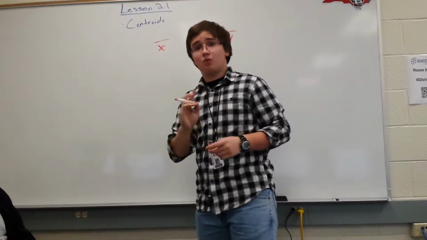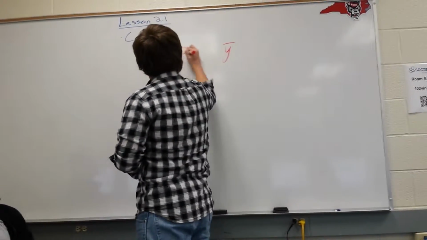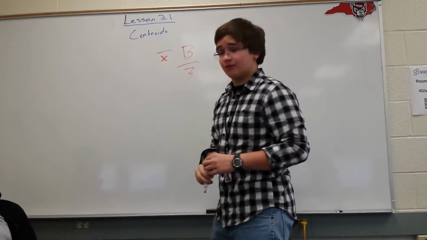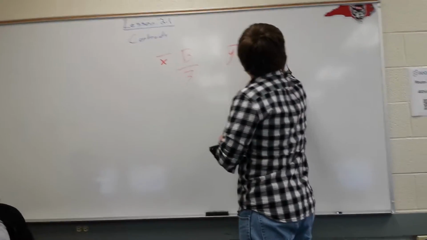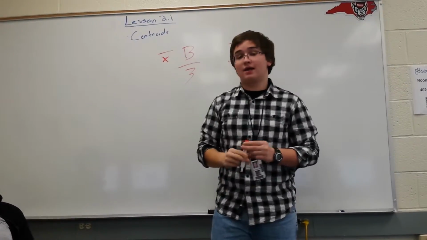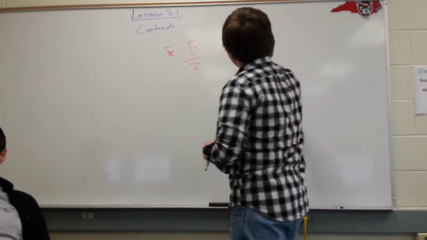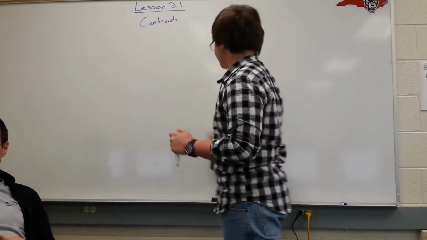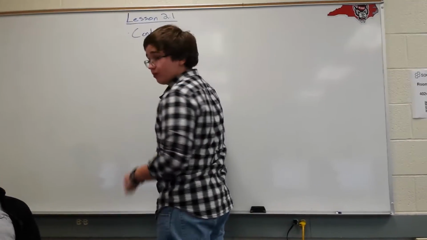Now, for a triangle, the formula is 1/3 its base and 1/3 its height. So it's the exact same thing, except divided by 3. Oh, whoops. Height. And then the centroid of a semicircle does not follow the same formula. It's 4r over 3 pi.